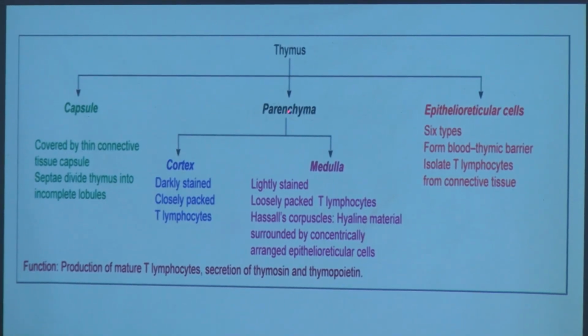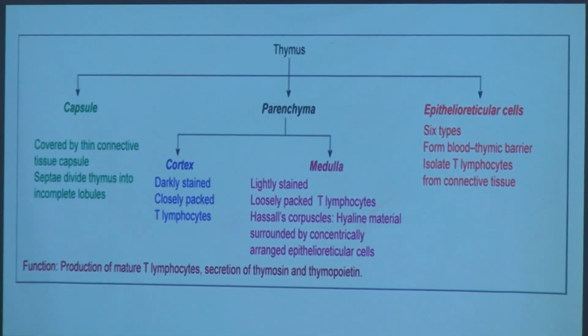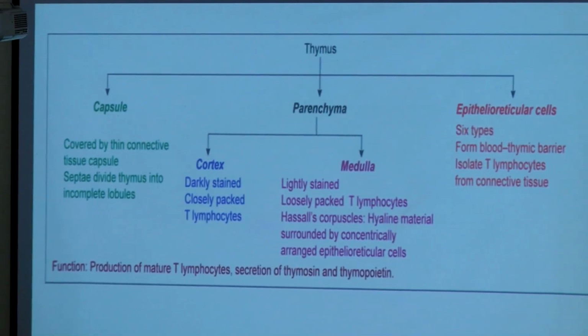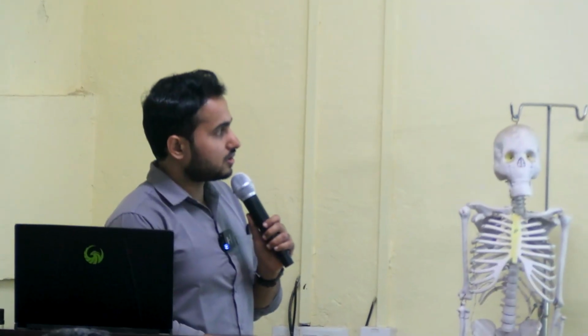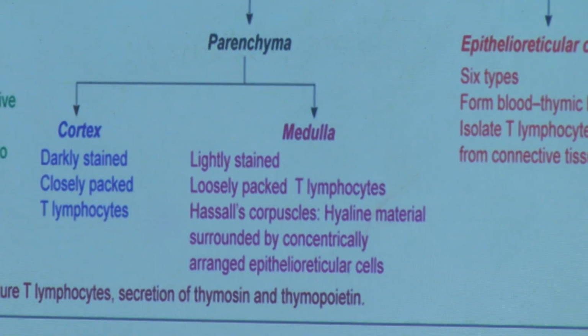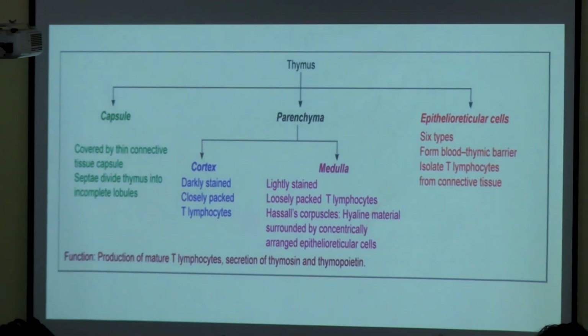Next, if you take the parenchyma, here two things are there, same like the lymph node. Cortex is there and medulla is there. Here also you can see cortex is darkly stained, medulla is lightly stained. Same thing is present over here also. But in case of medulla, you will see an important structure is present, that is called Hassall's corpuscle. Okay. In case of medulla, you will see a specialized structure present.